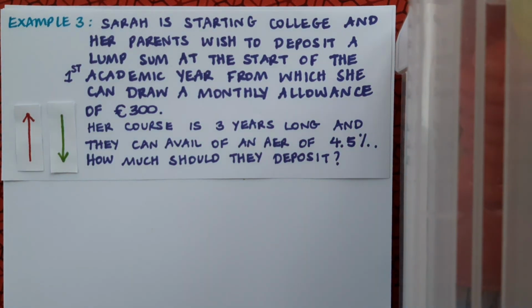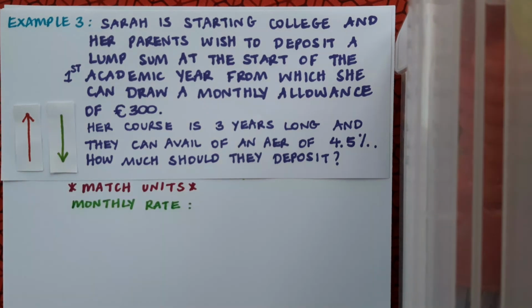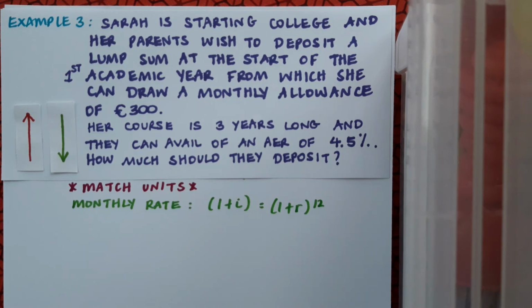So again, we'll start off by matching units. So first we'll find the monthly rate. You should be doing this in your sleep by now, so pause the video, work it out and see how you get on. And in fact, if you feel confident in completing the whole question, feel free to do so. If you need a nudge along the way, play a bit until you've been kind of pointed in the right direction and then pause again and try and keep going yourself.